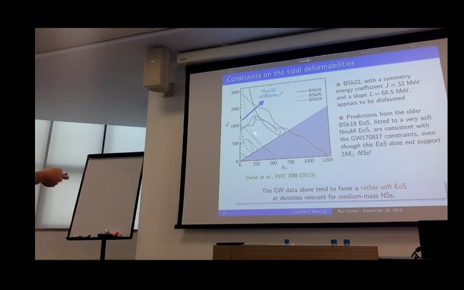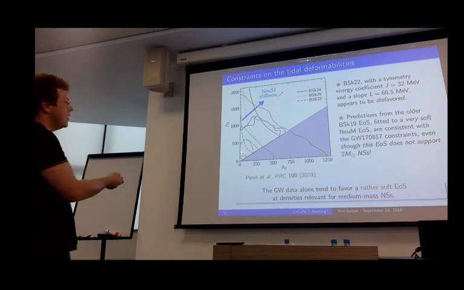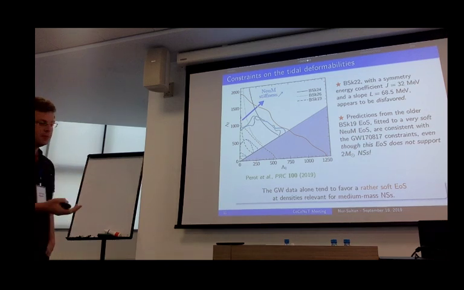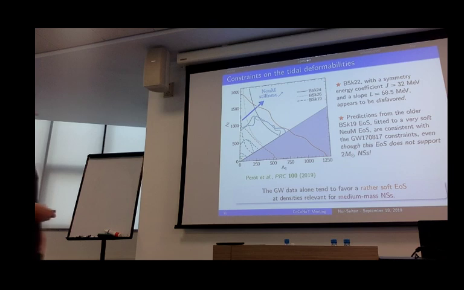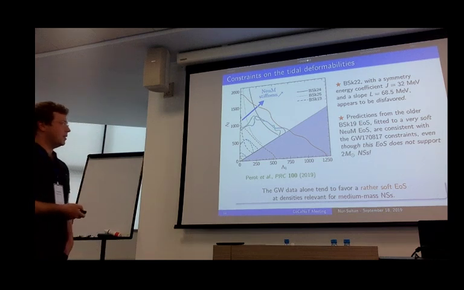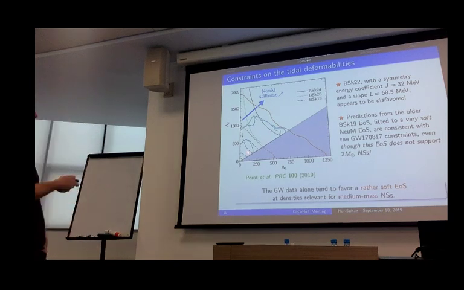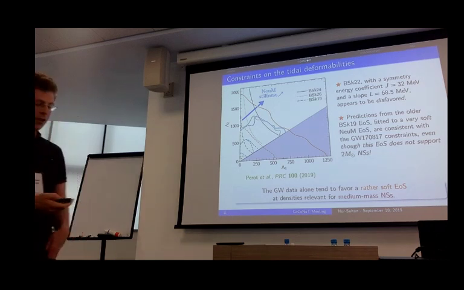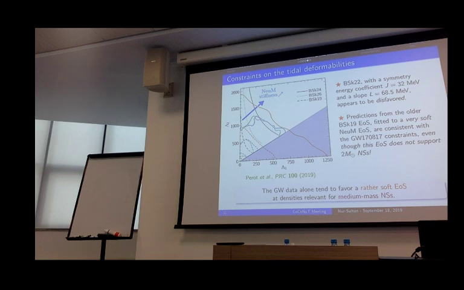And as you can see, among all the equations of state we consider, the only one that lies within this 50% credible level is the softest one. This also supports, as was already mentioned by Kenta, that the gravitational wave data alone tend to favor the softer equation of state at the densities relevant for this neutron star which we are detecting during this merger.